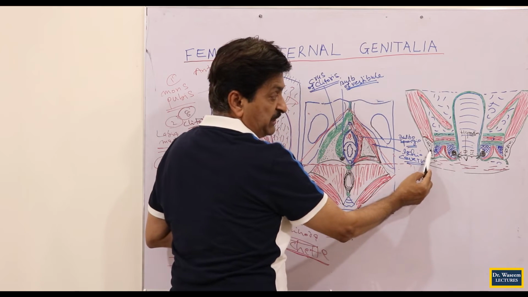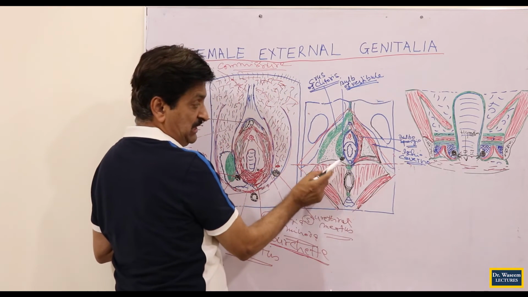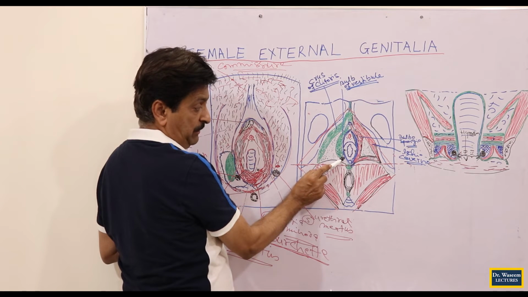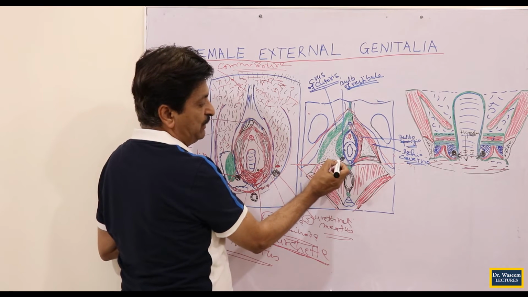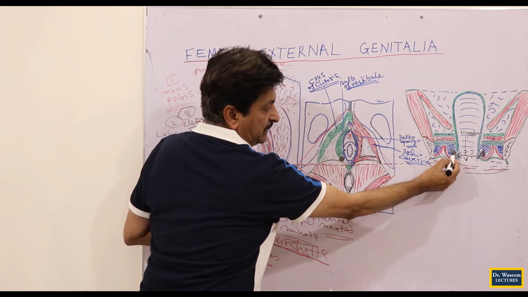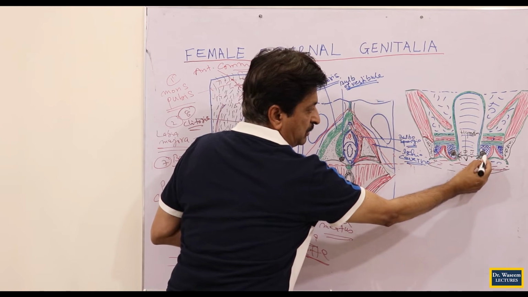All these are in the superficial perineal pouch, but at the same time, more posteriorly, partially hidden under the bulb of the vestibule, there is a gland whose name is the greater vestibular gland. You see, the greater vestibular gland is hidden in the bulb of the vestibule.